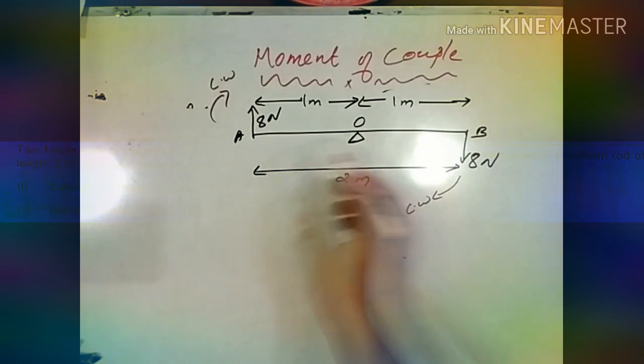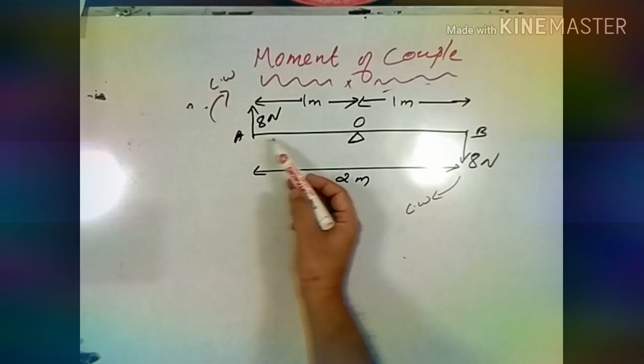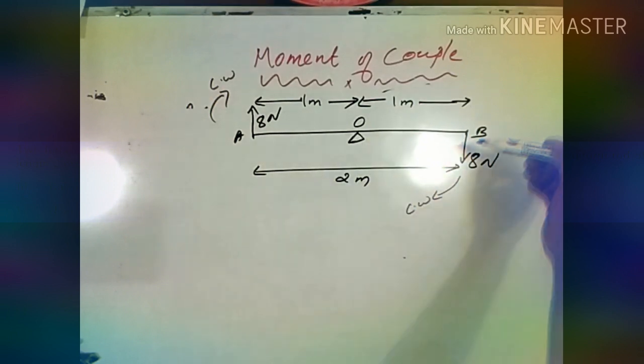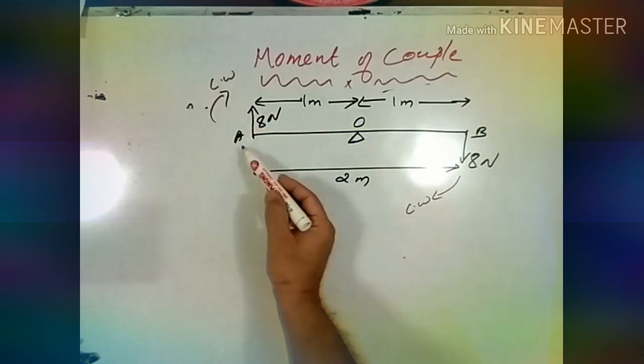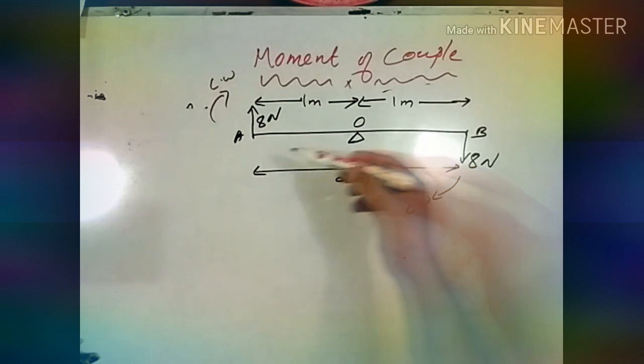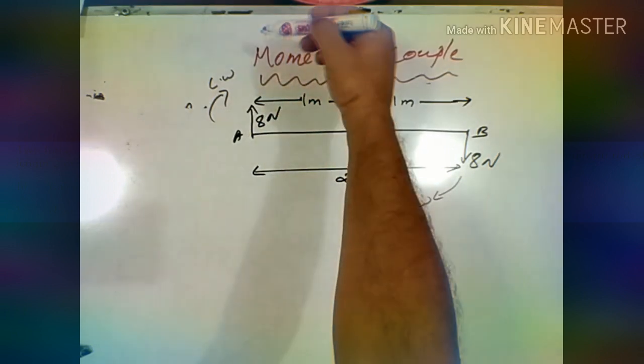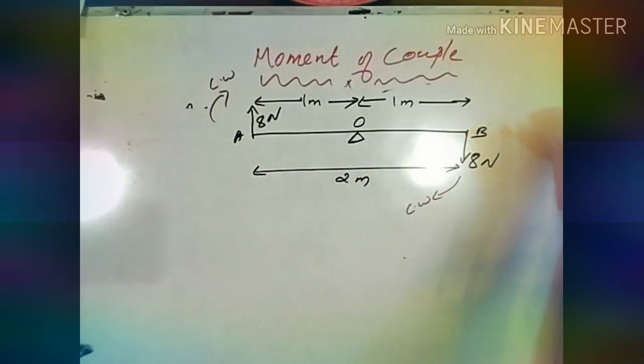Look at the diagram drawn on the board. You can see a meter rule balanced at the point O. Two forces of magnitude 8 Newton and 8 Newton are acting at the ends A and B. Two forces equal in magnitude but opposite in direction. Alright. What is the moment of force about midpoint O? One force is acting vertically upward, the other is acting vertically downward.